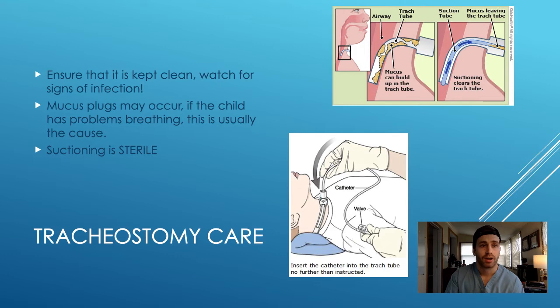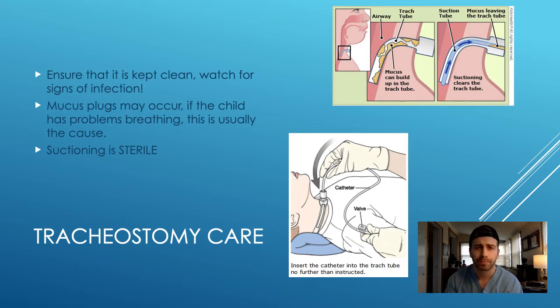So tracheostomy care, ensure that it is kept clean and watch for signs of infection. A mucus plug may occur if the child has problems breathing. This is usually the cause. And then suctioning is a sterile procedure as well, so sterile gloves are used. Here, the picture right in the middle is an example of suctioning. It's a little tube that's hooked up to a suction device, and someone will insert it and suction out the trach.